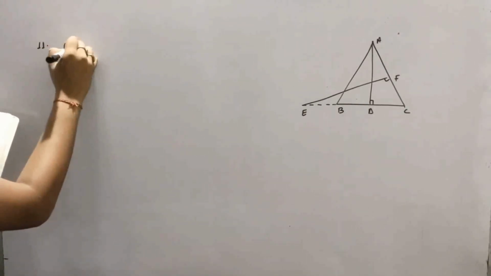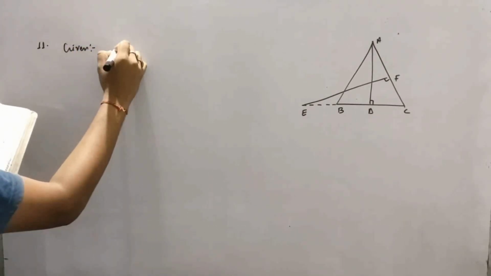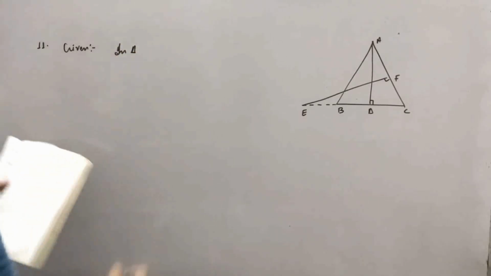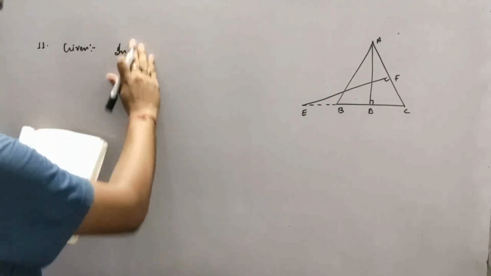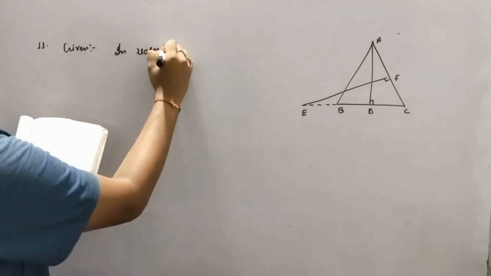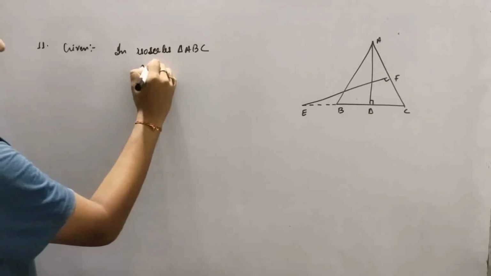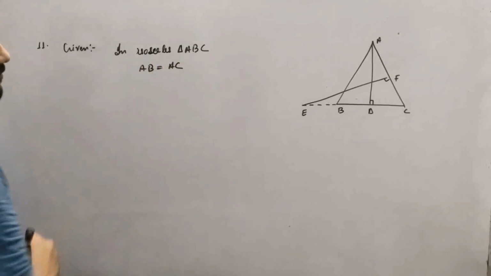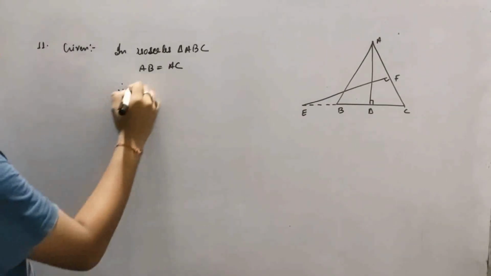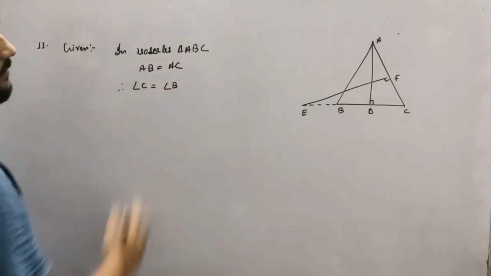Number 11, given: in isosceles triangle ABC, AB is equal to AC. So from here what can I conclude? Therefore, if AB is equal to AC, then our angle C will be equal to angle B, or not?